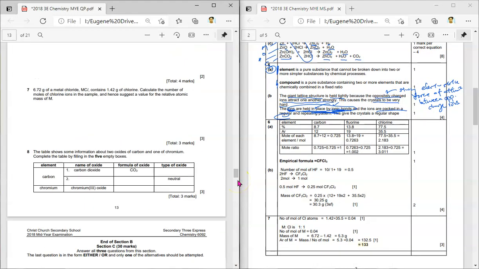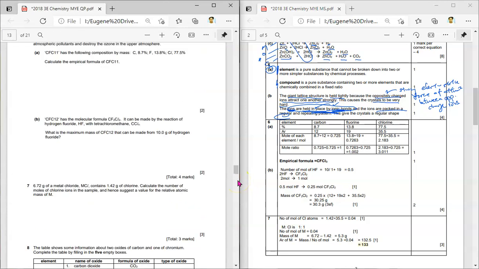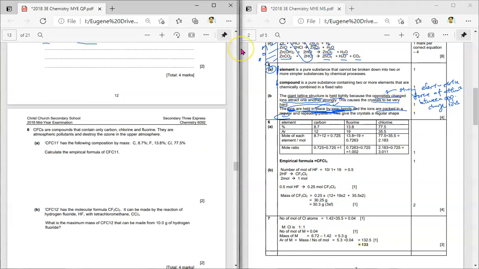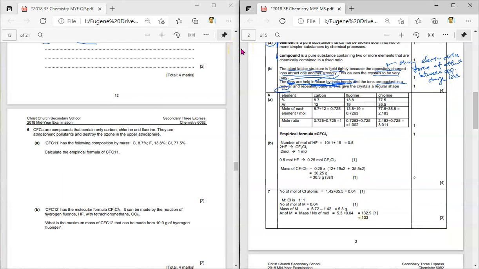Question 6. Empirical formula. Do remember, every time you have an empirical formula, always have the table here. This CFC contains carbon, chlorine, and fluorine, or the other way around, whichever it is. It has the following composition: 8.7, 13.8, and 77.5.